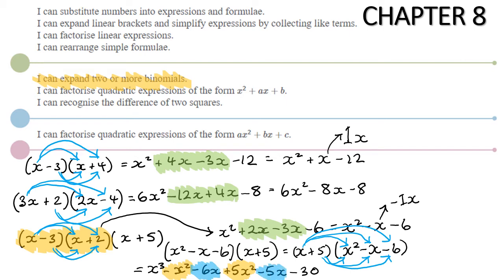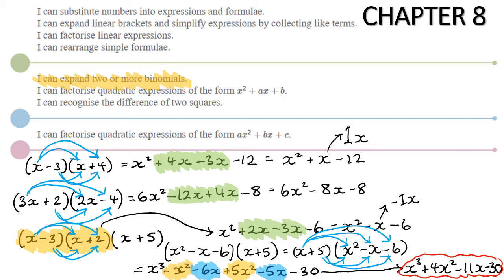So what we need to do now is simplify our answer. So we've got x cubed. Then I've got 5x squared minus x squared is plus 4x squared. Then negative 5, negative 6, so negative 11x, and then minus 30. There we go. So that would be our final answer.